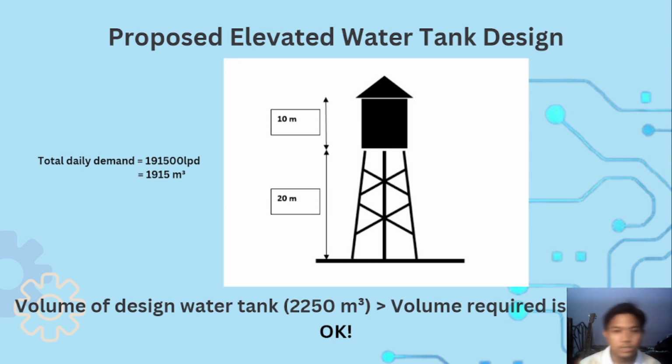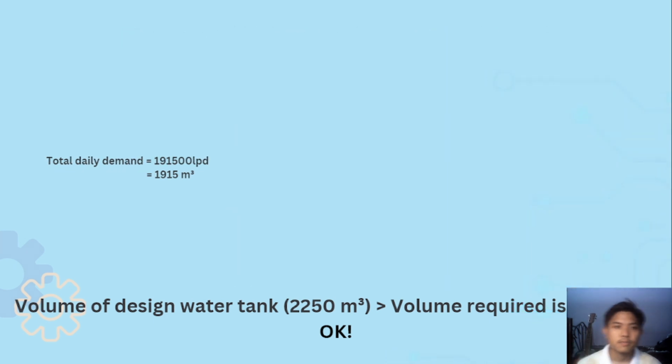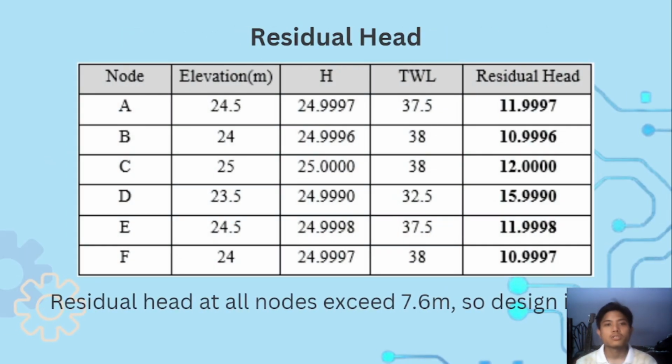Then we propose an elevated tank design that uses a cylinder. From the ground it is 20 meter, and the tank that we use is 10 meter. We use the formula of a cylinder, and we got the volume of the design water tank as 2250 meter cube. It is bigger than the volume required, which is 1915 meter cube, so it is okay.